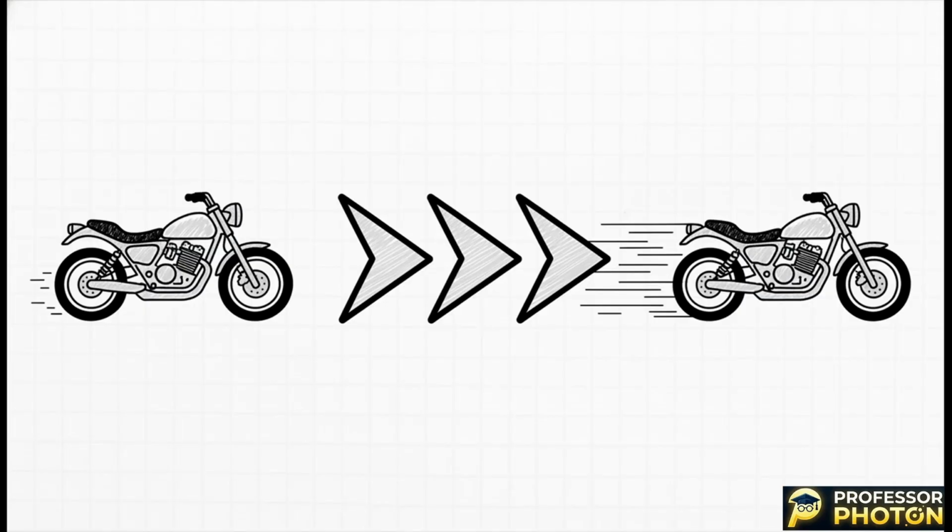Let's try applying this to a real-world example. Say a motorbike is speeding up on a highway. It starts at 10 meters per second, and it accelerates at a steady rate of 1.25 meters per second squared until it reaches a final speed of 30 meters per second. We want to find out exactly how much time this takes.